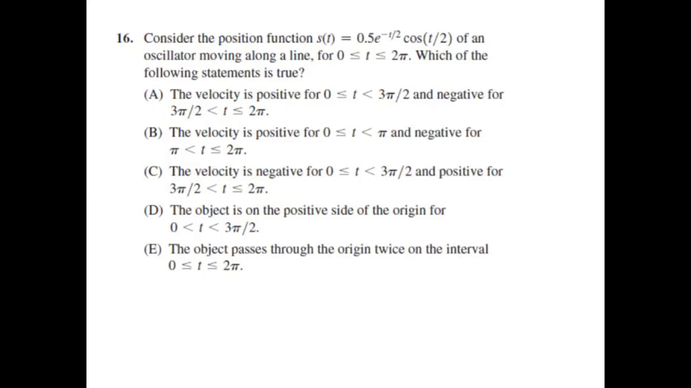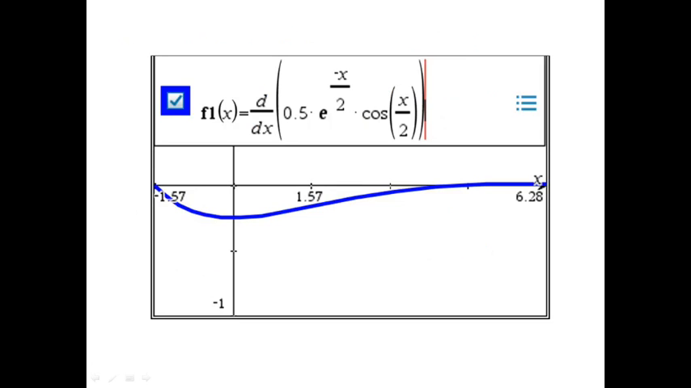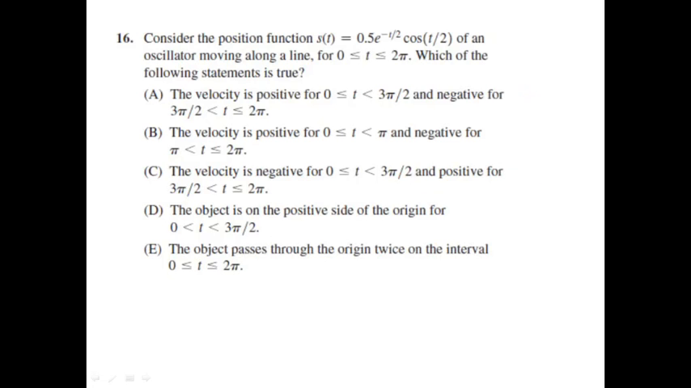All right, next question. Number 16, consider the position function s of t equal to all of this, an oscillator moving along a line for t between 0 and 2 pi. Which of the following statements is true? If I look at my answer choices, I notice that these are asking me questions about velocity being positive or negative.